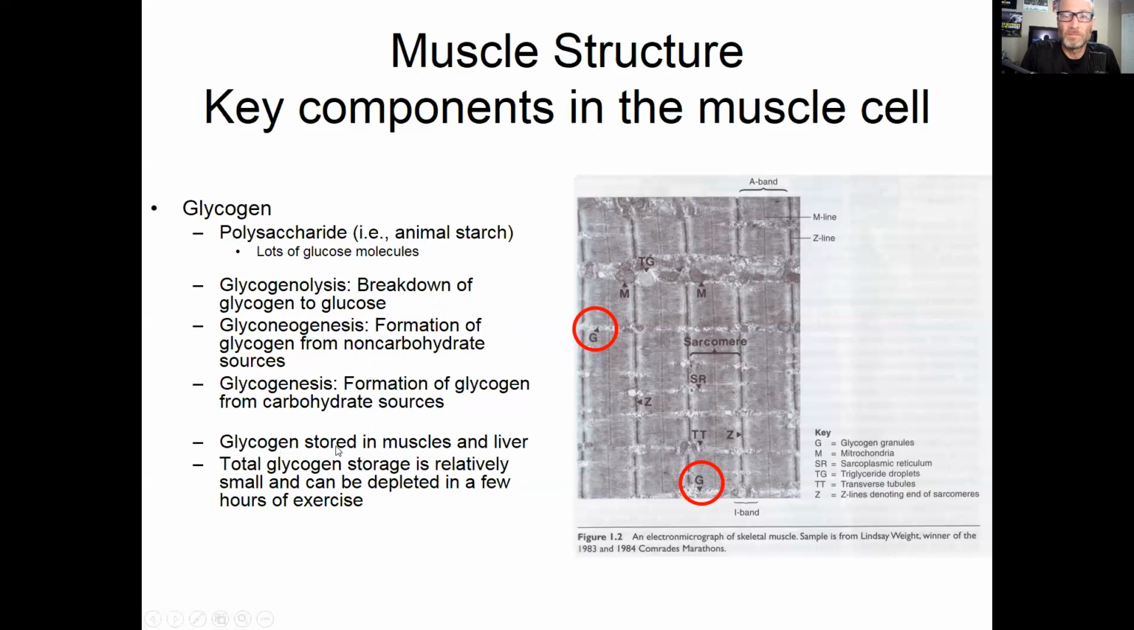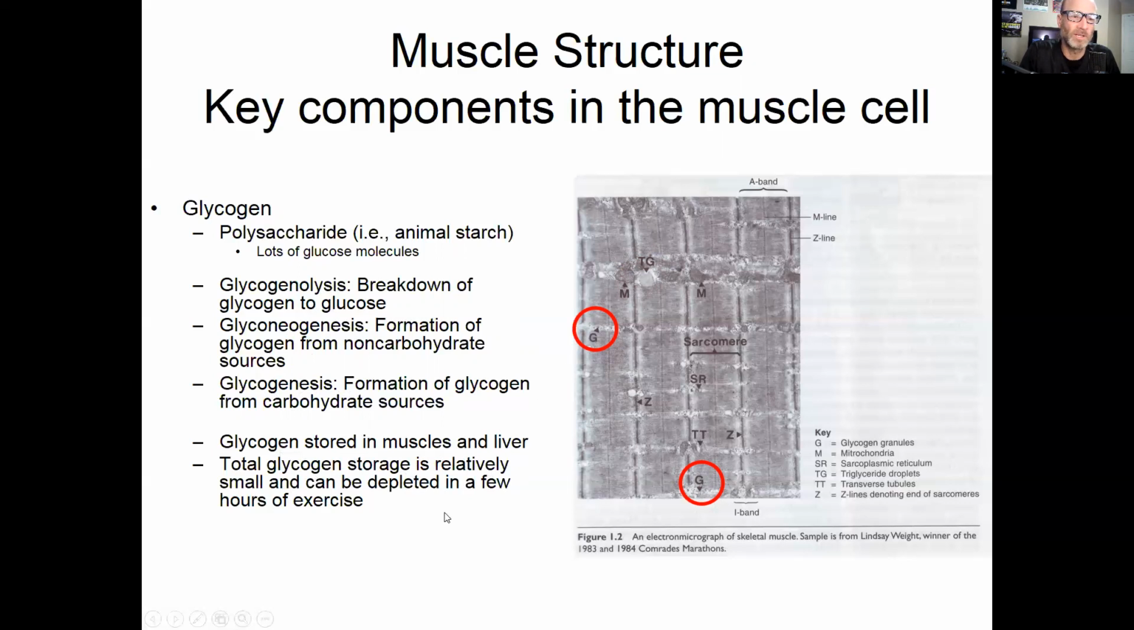Glycogen is stored in all muscles, and it's also in the liver. And this is something that we're going to talk about quite a bit: the amount of glycogen in the liver, the amount of glycogen in the muscle, ready to be used for ATP, and the transport of glucose from the liver to the muscle via blood. And so we're talking about blood glucose as well. The total glycogen storage in the muscle is relatively small, but we'll talk about that.